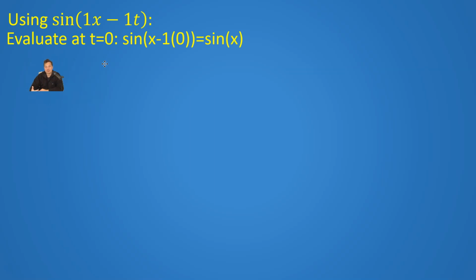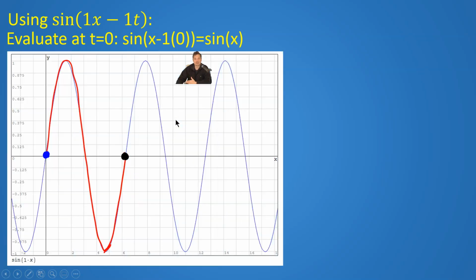The first thing that we do to model what happens is simply set t equal to 0. In other words, it's like evaluating at t equals 0. So I will have sine of x minus 1 times 0. 1 times 0, of course, is 0, so we end up with sine of x. That's a basic sine function. That's all it is. So at time equals 0, if you were to sketch it, of course, it would look like this. This is a basic sine function.